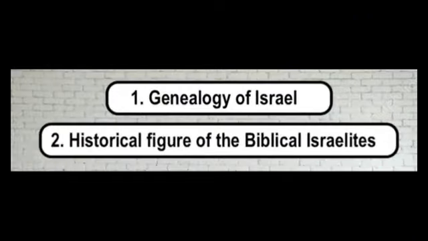So now we are already done with the first section, the genealogy of the 12 tribes of Israel. Now you've got the understanding of it. So we're going to move on to the next section, which is the historical figure of the Israelite. We're going to go inside the Bible and see what the Israelite looked like. Watch.